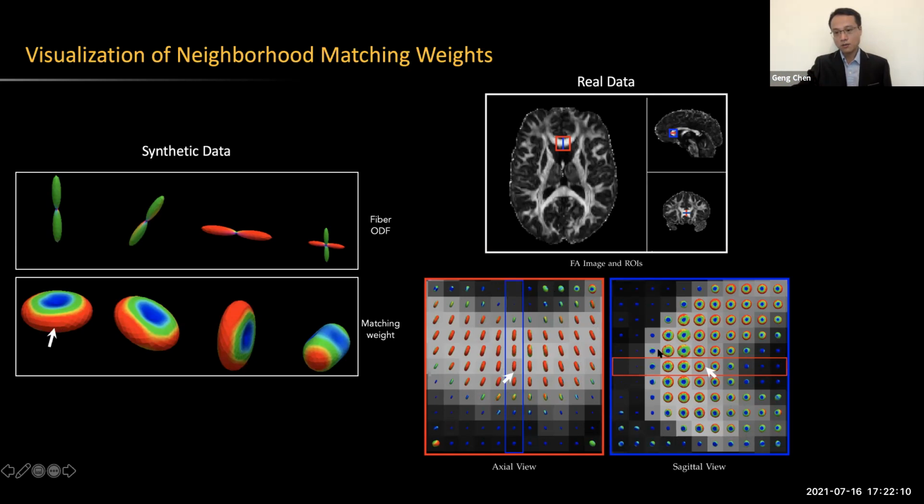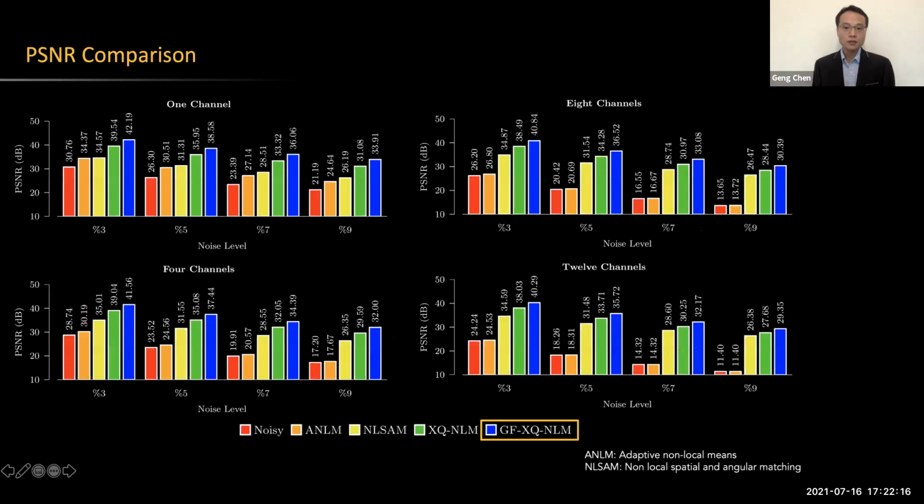A consistent result is observed in the sagittal view. This is a quantitative result evaluated using PSNR. We consider different noise settings, including different numbers of channels, 1, 8, 4, 12, and different noise levels. Here we consider different baseline methods. Basically, we can see that our method outperforms all the state-of-the-art methods under different noise settings.